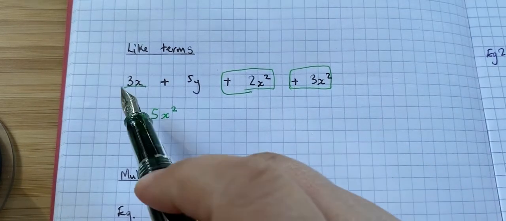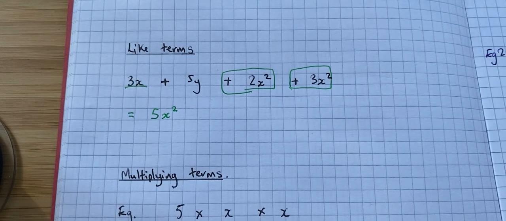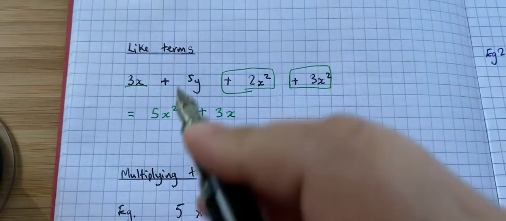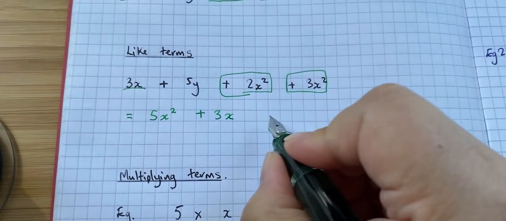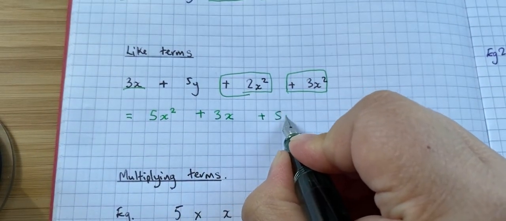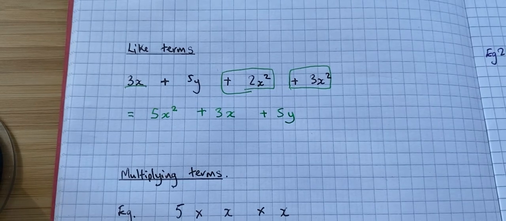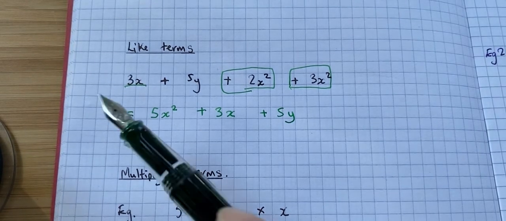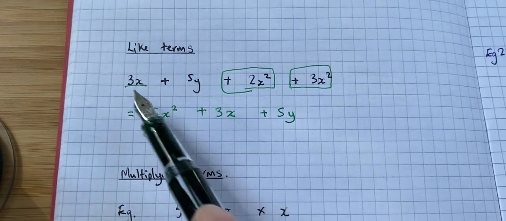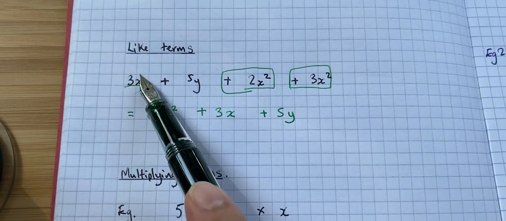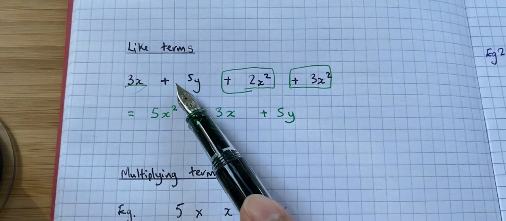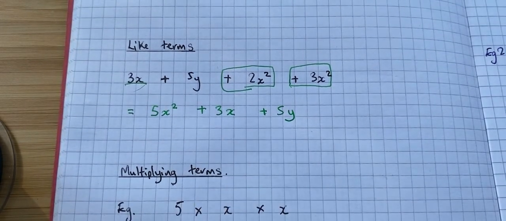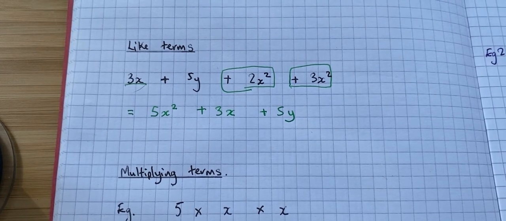Now there are no other terms that have an x, so this 3x just stays on its own. And there are no other terms that have a y, so I'm just going to add this on the end here. Now, the reason I'm adding is because these two terms are positive terms. So this is a positive 3x, this is a positive 5y, and these add signs just reflect that these are positive numbers.